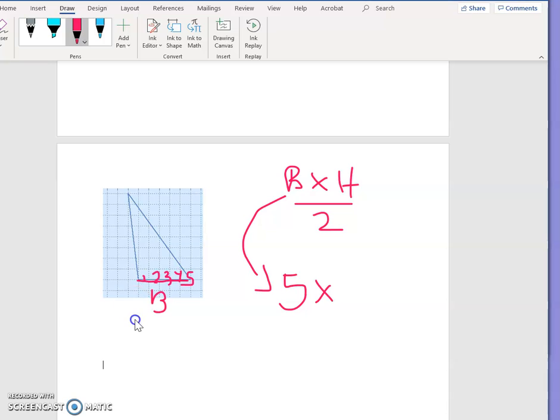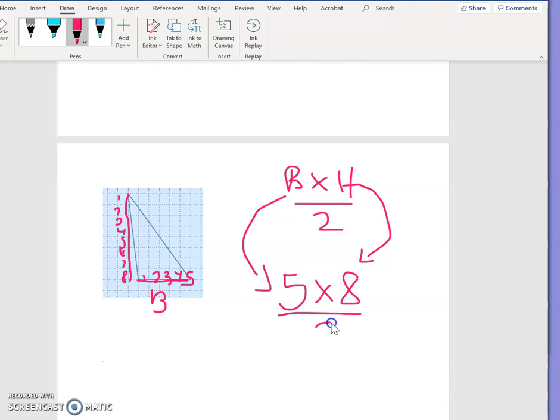To get the correct height, I know I need to form a perpendicular line that goes from the top of the shape and that connects to the base. So that will come down this way. Just like the base, I count the boxes. So 1, 2, 3, 4, 5, 6, 7, and 8. So where I had h, I'm going to replace that with an 8.